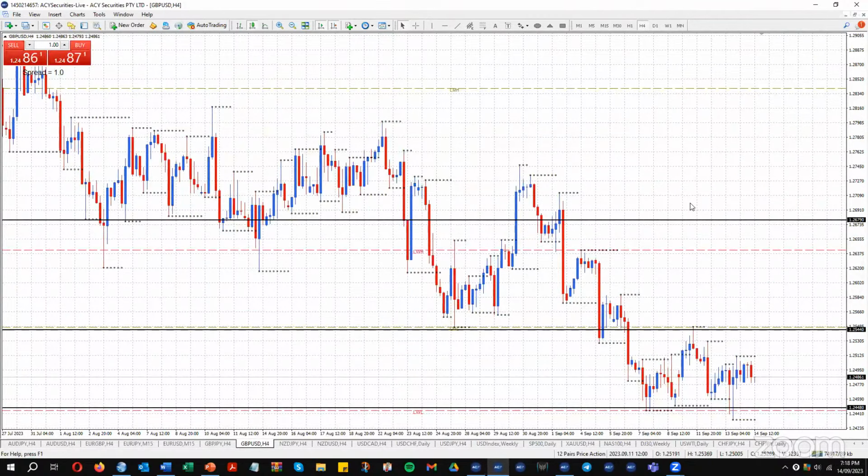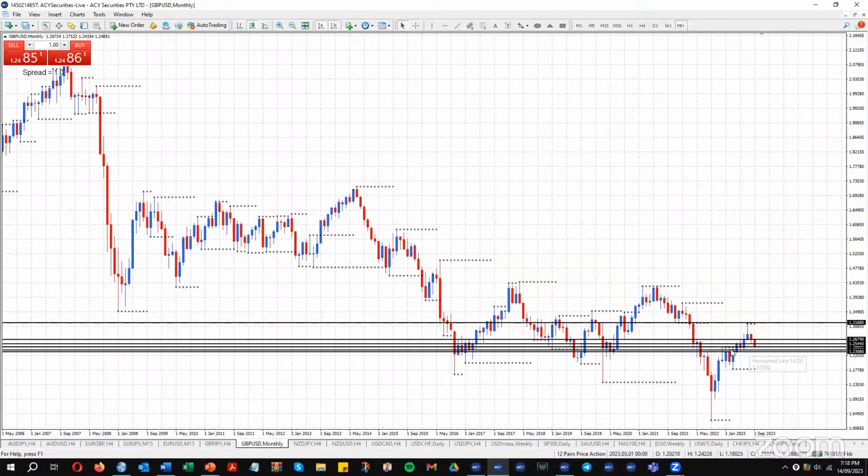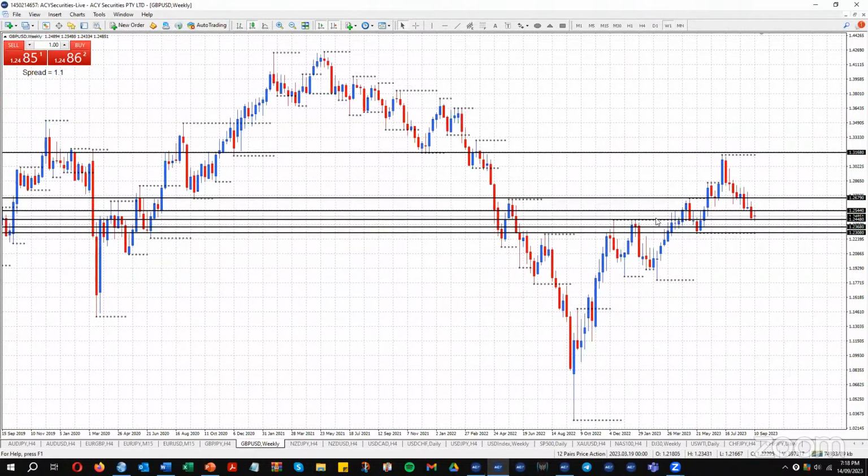Pound's a bit range bound. It's getting back into this kind of price action that it was showing last month. However, it is respecting two levels. Support is 124.48, which is this area over here, a monthly high. So if you go to the monthly chart, it's this high area here being support. Weekly chart, that's it there.